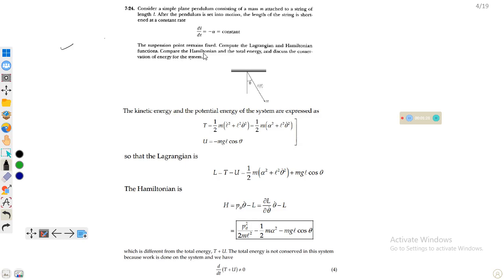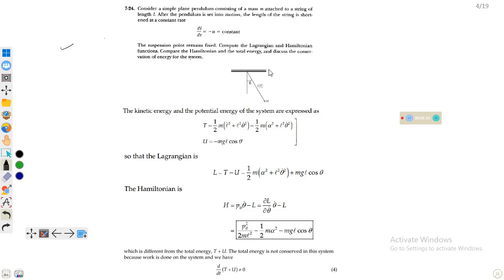Then we will compare the Hamiltonian with the total energy. If this Hamiltonian is equal to the total energy of the system, it means the total energy will remain constant, so the energy of the system will be conserved. Otherwise, if the Hamiltonian and the total energy of the system do not become equal, then our system will be non-conservative and it will dissipate energy at a constant rate. So let's go to the solution.